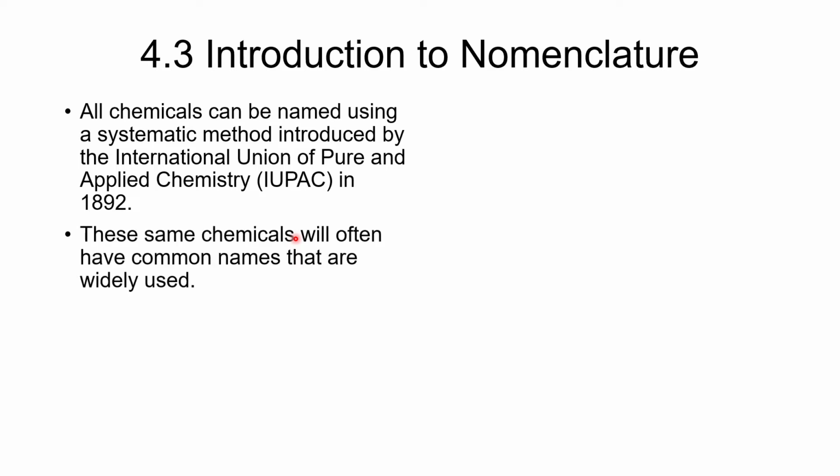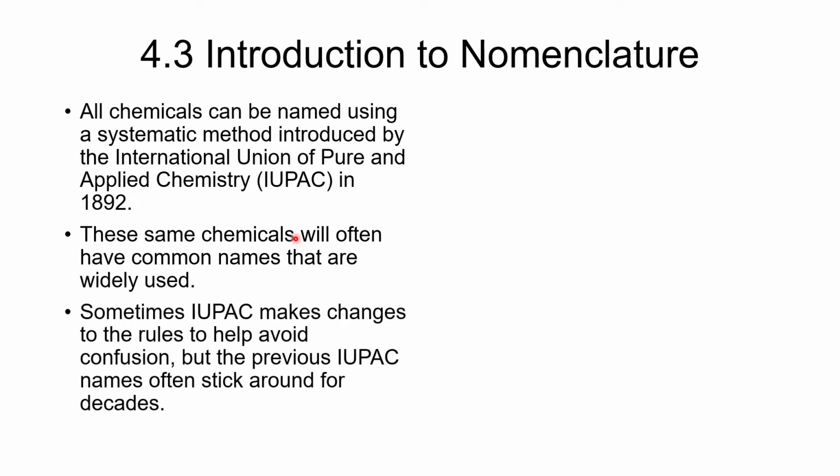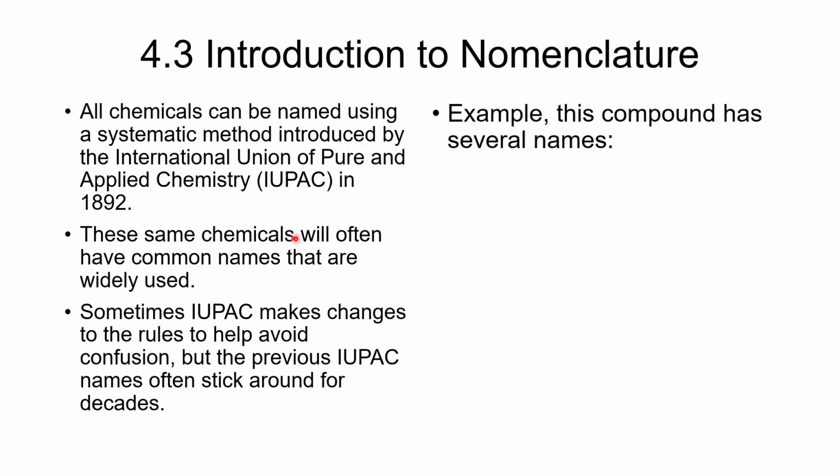We'll find that the same chemicals that you get from the IUPAC name often have common names, and that those common names are widely used. Sometimes the IUPAC makes changes to the rules to help avoid confusion, but in doing so, you'll find that previous IUPAC names often stick around for decades, and that sometimes your chemistry professor might still use an old version of the name.